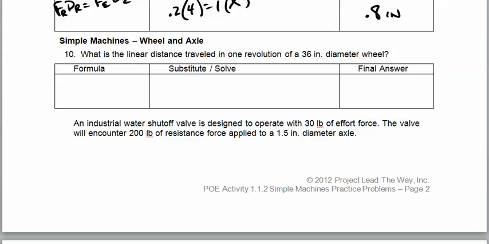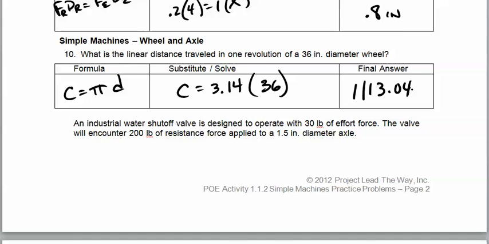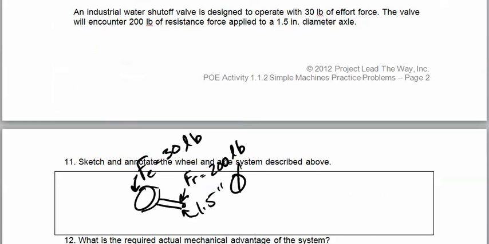Okay, for this first one, the linear distance is just going to be the circumference of the wheel. So, what is the linear distance traveled in one revolution of a 36-inch diameter wheel? Well, the circumference is equal to pi times d. So in this case, it's going to be 3.14 times the diameter of 36 inches. Gotta turn my calculator back on. And we get an answer here of 113.04 inches.